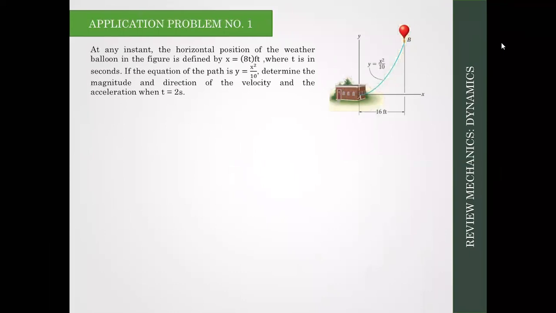So we have our first example. At any instant, the horizontal position of the weather balloon as shown is defined by x equals 80. That is the horizontal position equation, where t is in seconds. And the equation of the path, which the balloon follows, is this one.